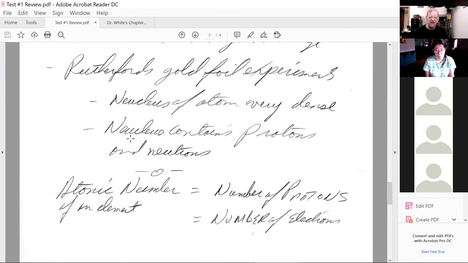Next thing, atomic number, where we went on the periodic table, and there, the atomic number tells you the number of protons. Since all atoms of elements have a net zero charge, it's also equal to the number of electrons. So if I ask you how many electrons are in helium, and I believe helium has atomic number 2, it's 2. How many protons? Atomic number 2, 2. You should know that.